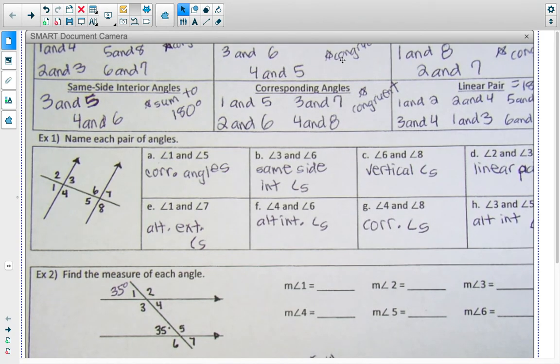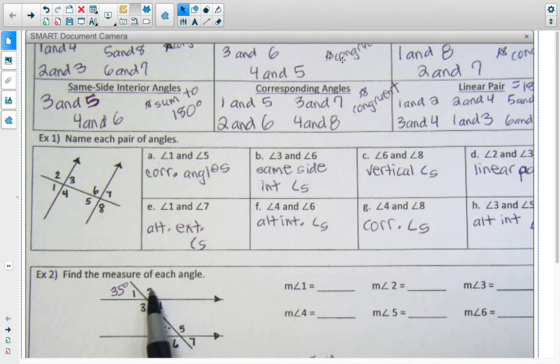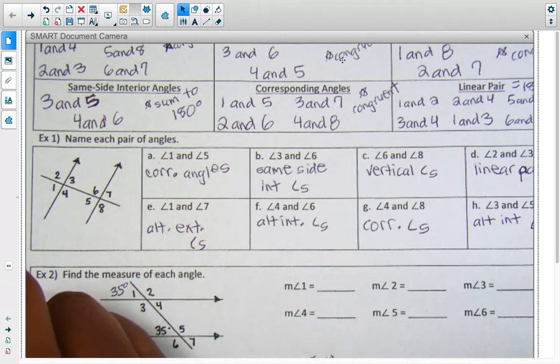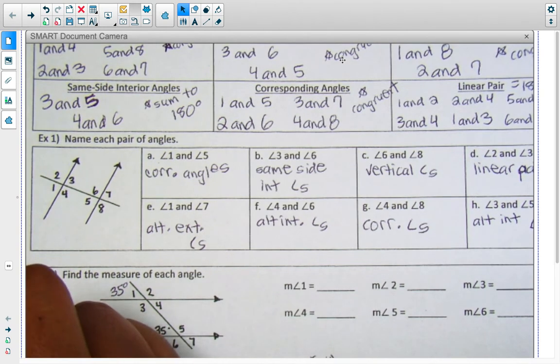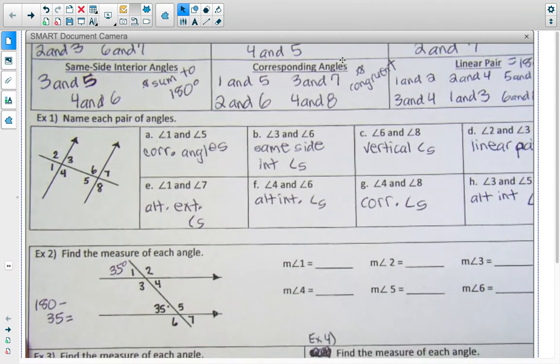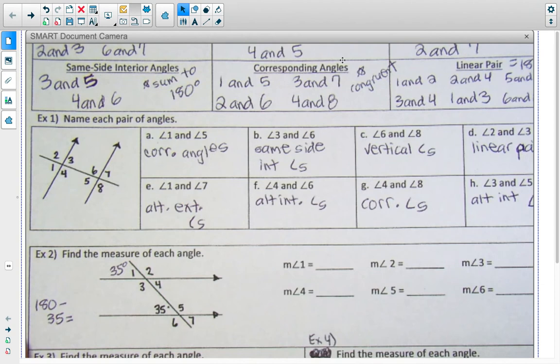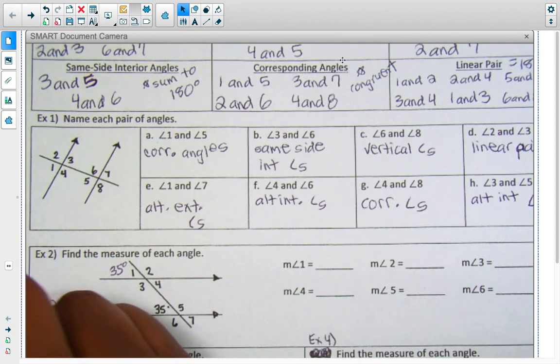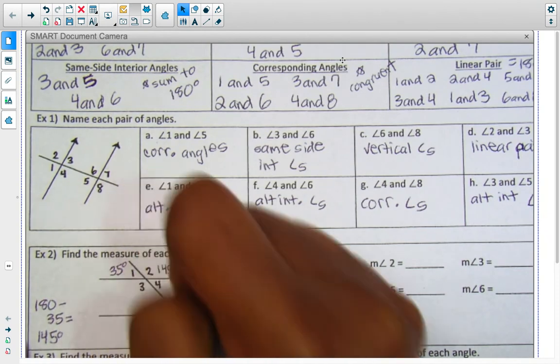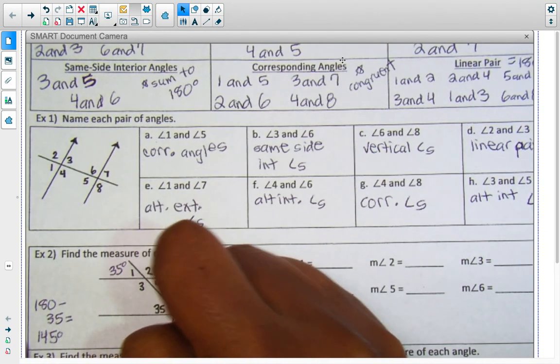Other things that are going to help us, I know that these are linear pairs, so 1 and 2 are a linear pair. The angle that's 35 degrees and angle 5 are linear pairs. So these are also linear pairs. So to do a linear pair, you would do 180 minus 35. And of course, you could do some mental math or do it in a calculator. So 180 minus 35 gives me 145 degrees. So angle 2 is 145, and so is angle 5.